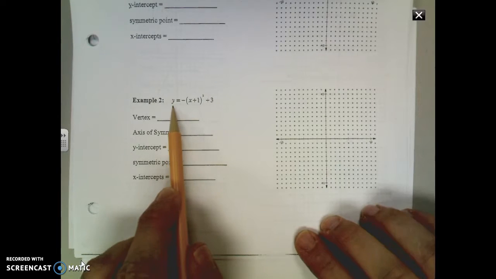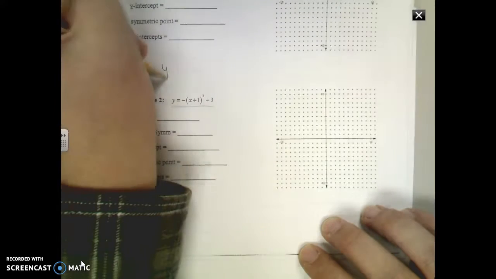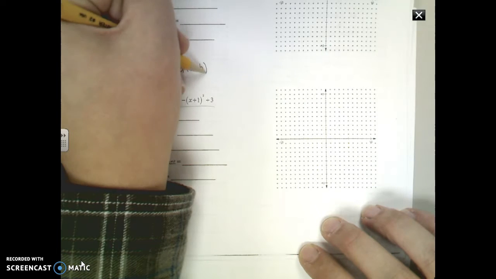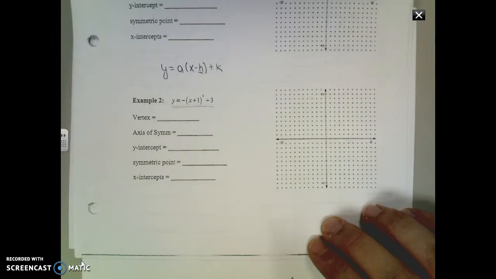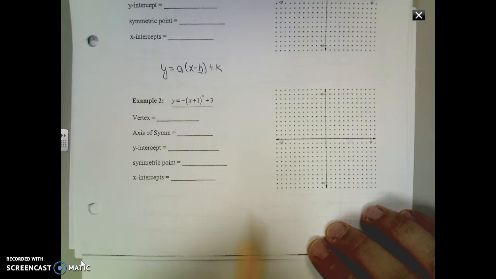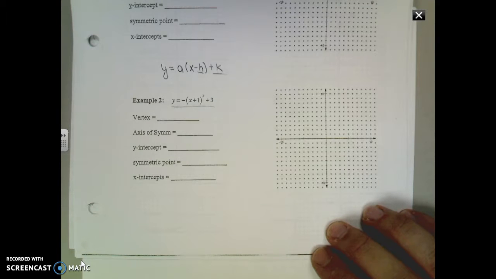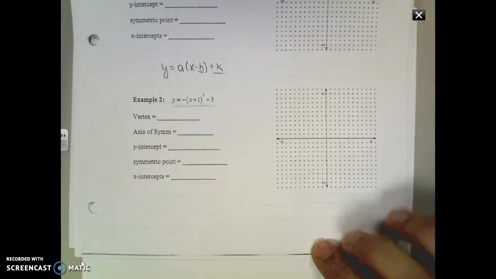So all of these problems that we've been working on so far have been in this form, y equals a(x minus h) squared plus k, where h is your horizontal movement of the vertex, opposite of course, and k is your vertical movement of your vertex. So that's actually the first thing we need to set up here, is to find our vertex.